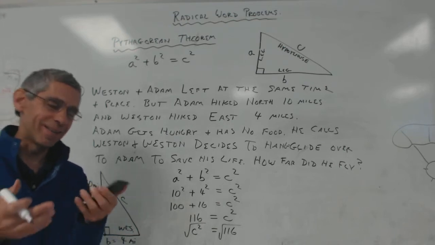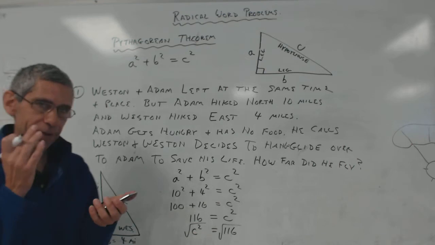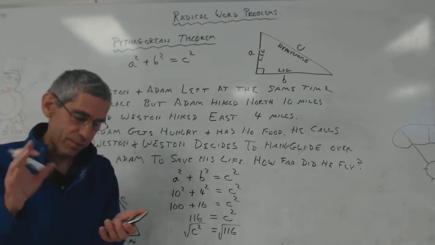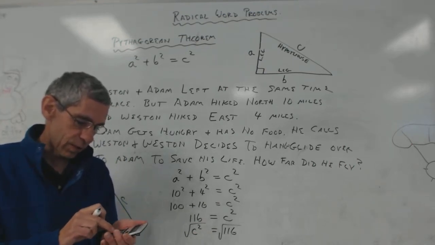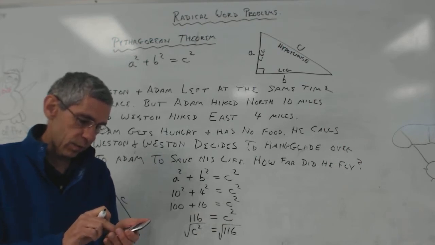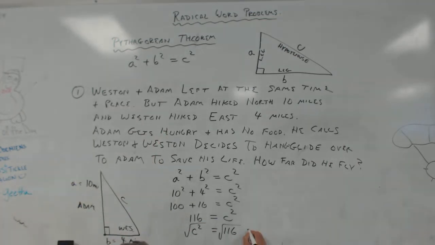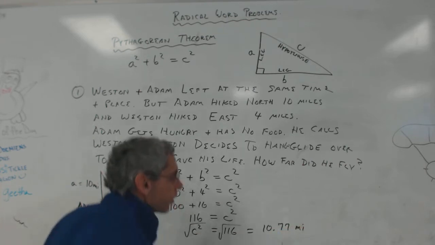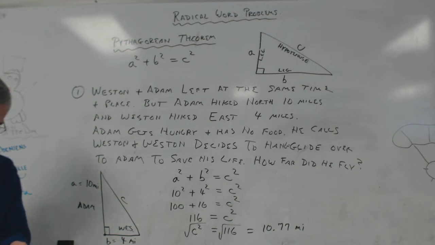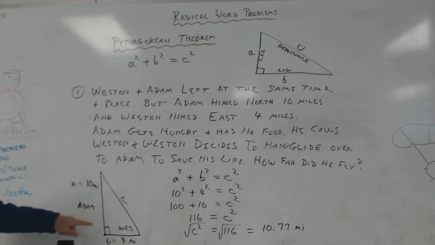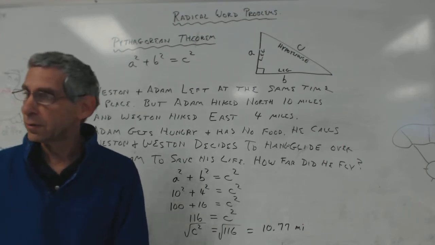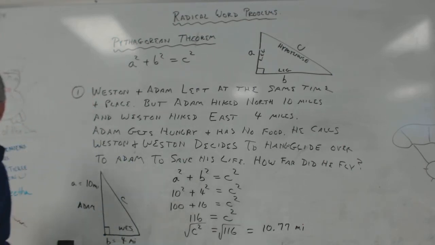So Weston gets out his calculator and he says, let me think. He went 10 miles, he went 4 miles. So that's 116. So he does 116 and then he hits the square root sign and presto, it is 10.77 miles. It's got to be the longest side. Would that be the longest side? Yeah, that makes sense, right? 10 miles, 4 miles, 10.77 miles, almost 11 miles. All right?